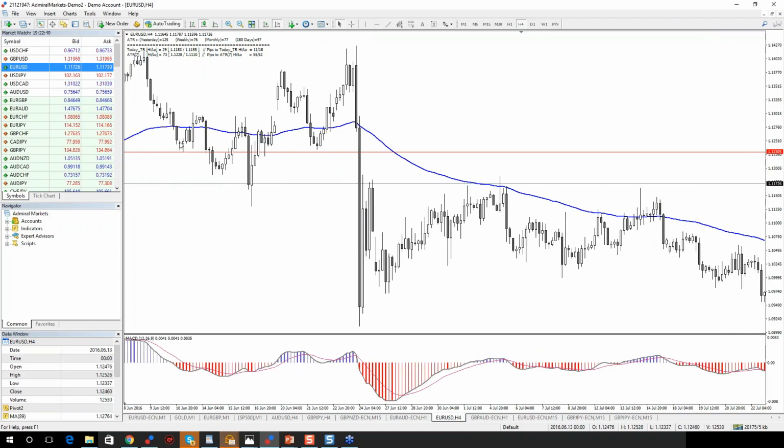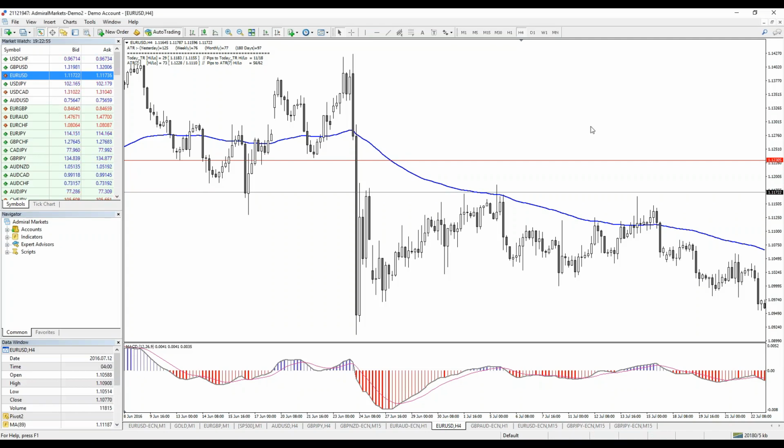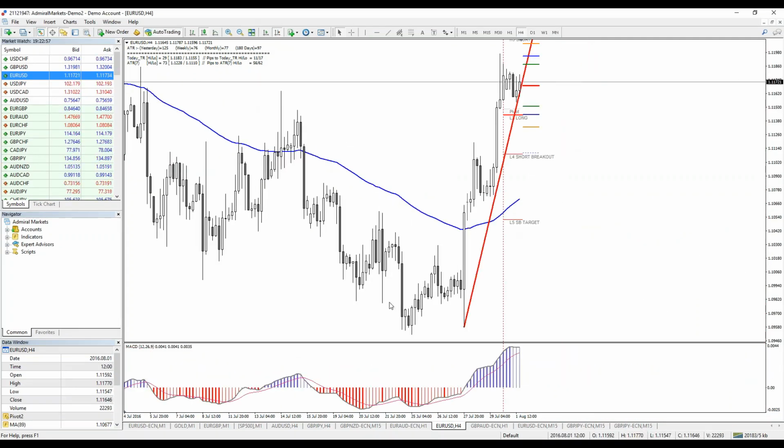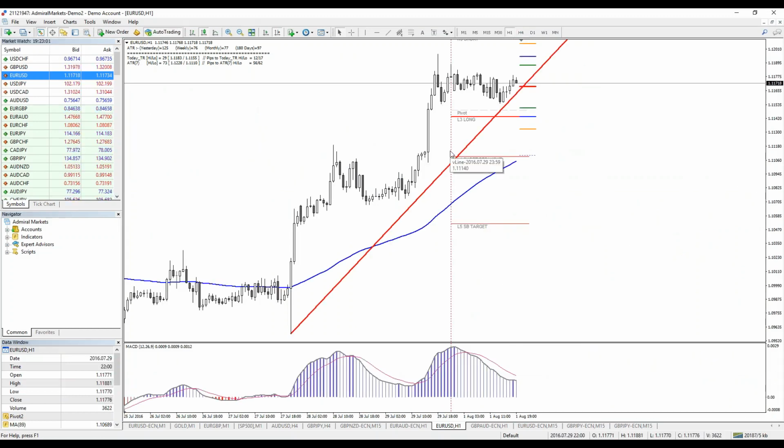Okay, you see a lot of confluence here in the past, and actually what I think is that this pair is in range mode. So I don't expect any big trends now, and I really expect that the price is bought on dips and sold on rallies. Well, this is, as I say, holiday trading mode.